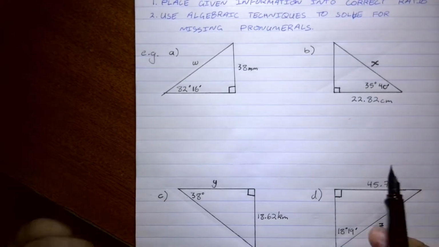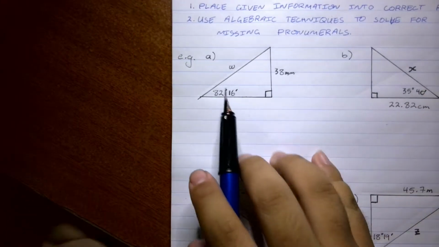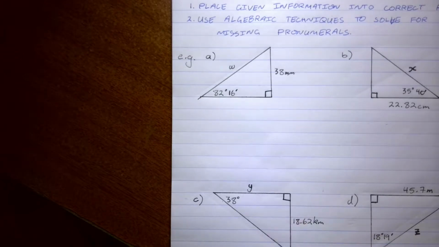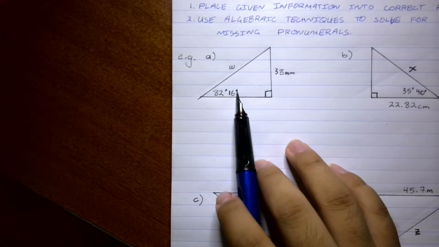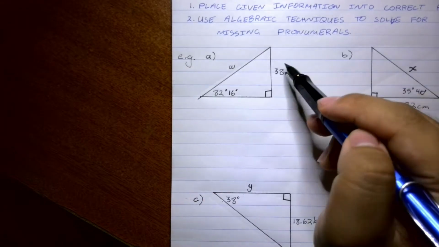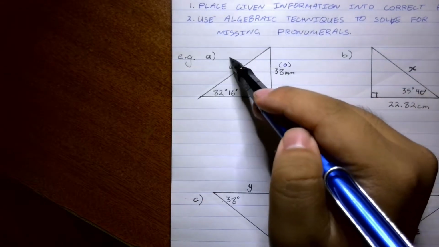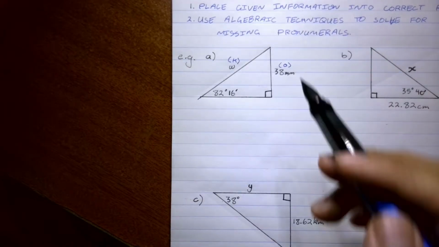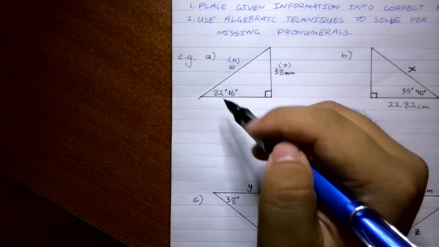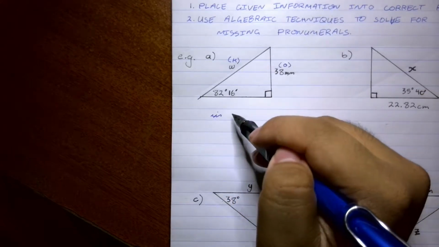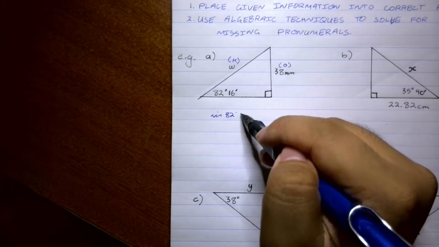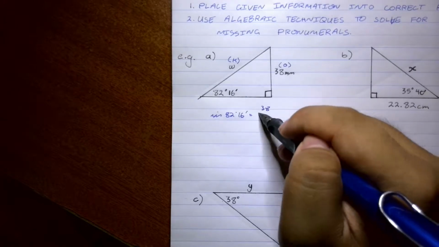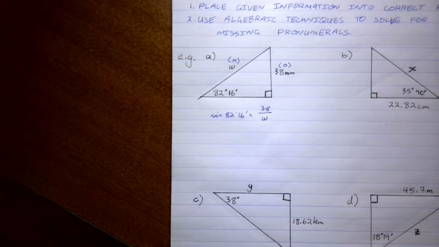So it follows the same method, in that from our angle, or from the information, we place it first into the correct ratio. So from our angle, we have an opposite and a hypotenuse. Now take a look. If we place this into the correct ratio, opposite over hypotenuse, which is sine of 82 degrees 16 minutes, is equal to 38 over W.